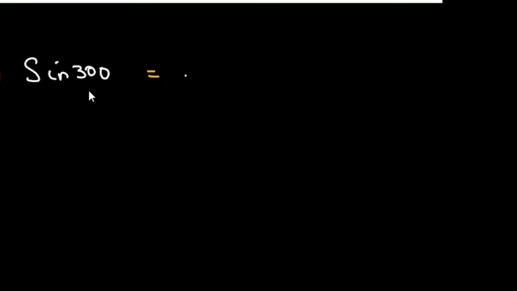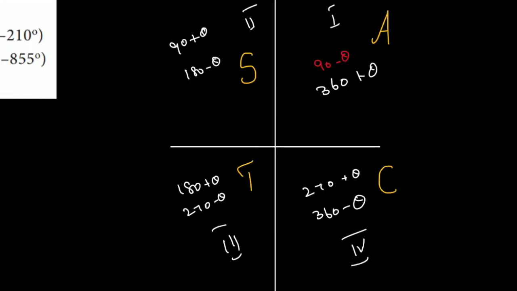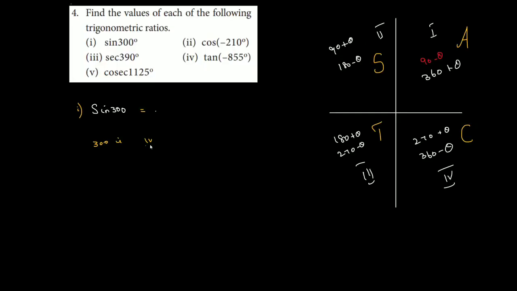First, you have to know which quadrant 300 is in. Tell me, where is 300? Fourth quadrant is 270 plus, isn't it? So it is in the fourth quadrant. So you know that 300 is in the fourth quadrant.